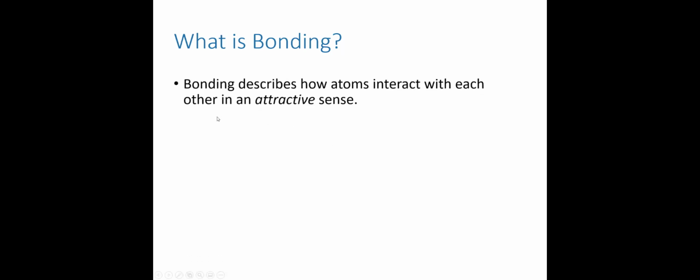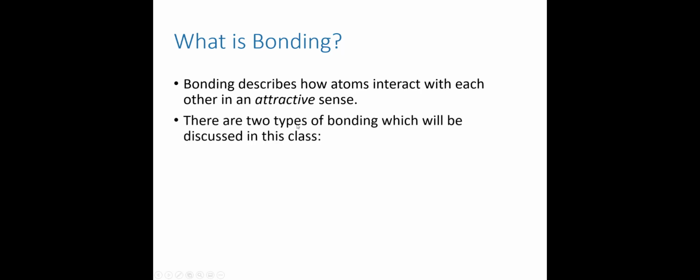Now the focus of this chapter is on bonding, and we're going to explore that, but first let's just get a very general description of what it is. So bonding describes how atoms are going to interact with each other in an attractive sense. So let's look at the two keywords there, atoms. So it's atoms attracting each other, not molecules attracting each other, which will be a different topic, but atoms attracted to other atoms.